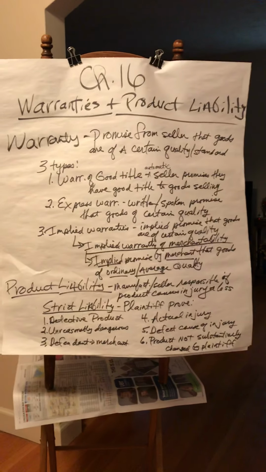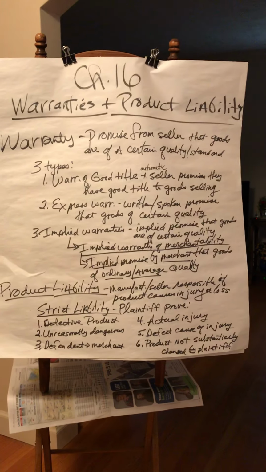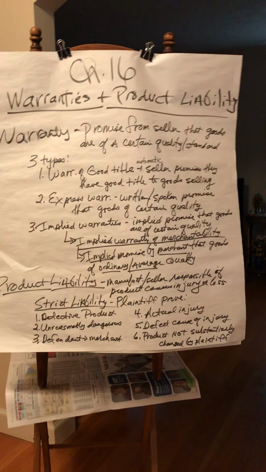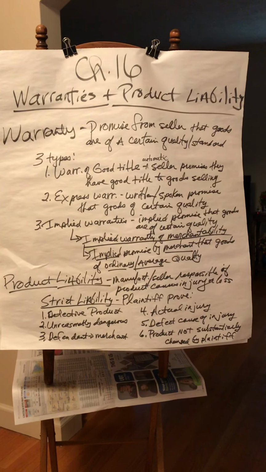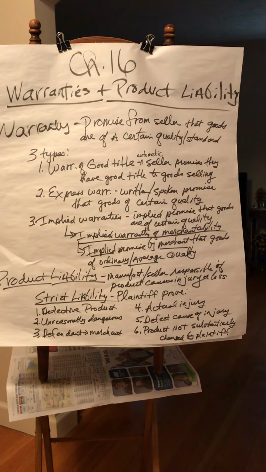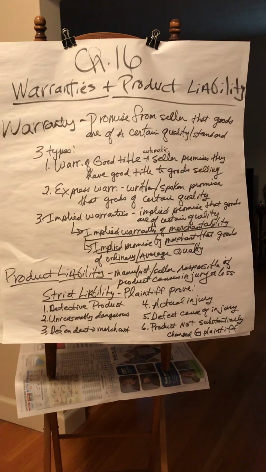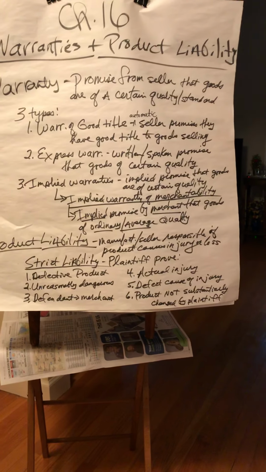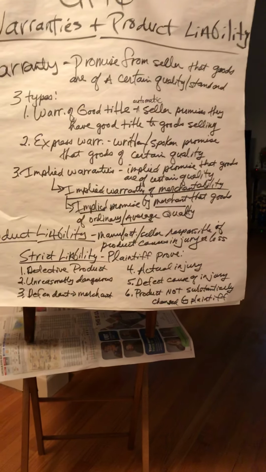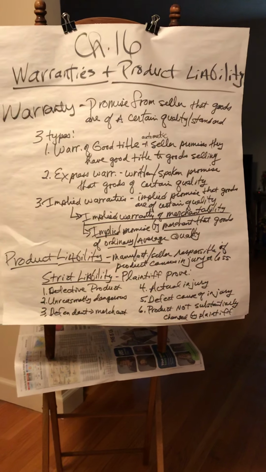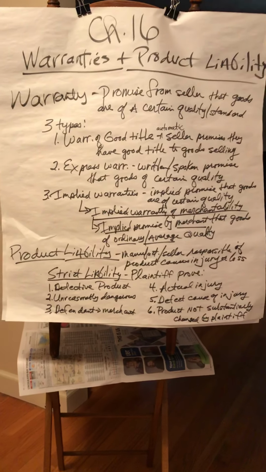Chapter 16 covers two main topics, warranties and product liability. So you should know the definition of warranty and product liability. Warranty is a promise from the seller that goods are of a certain quality or standard. Product liability: a manufacturer or seller is responsible if their product causes injury or loss. Okay, so let's go through these two topics.